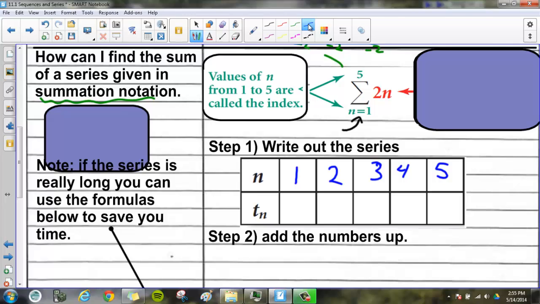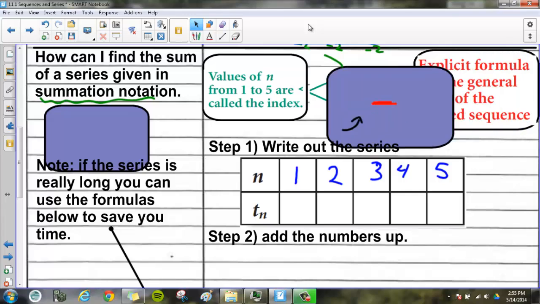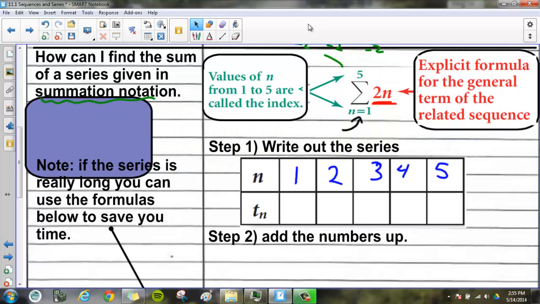Okay. And the other thing they have in there is the explicit formula. Right here, this 2n is the explicit formula for this series right there. And that's what they'll also give you within that summation notation, the explicit formula for the general form. Now what we need to do is take these n values right here, and plug them into this explicit formula for each of those n values. And then we're going to put that value right down here in this t sub n row right there. Okay, that's the first step.